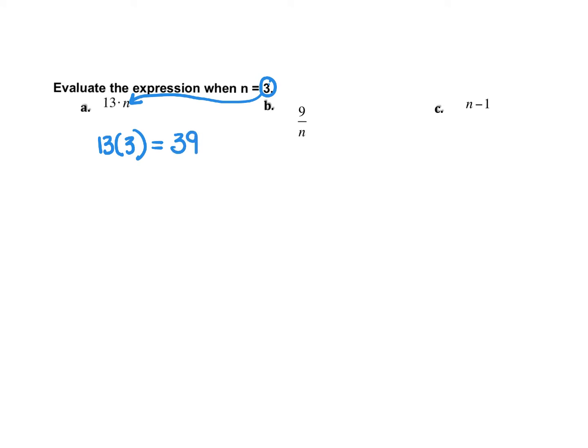And for our next one, we have 9, and notice it's as a fraction. It's all over the n, and that means to divide. So for this n, we would substitute in a 3. And 9 divided by 3 is 3. And for letter C, we're going to put in a 3, and then we're going to minus the 1, and then we would get 2.